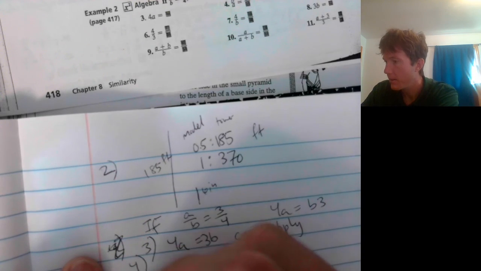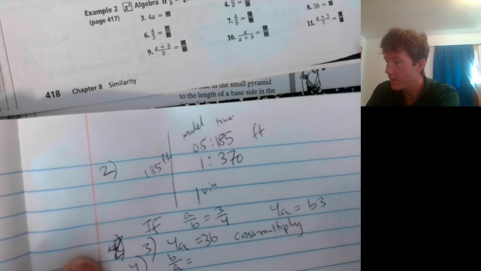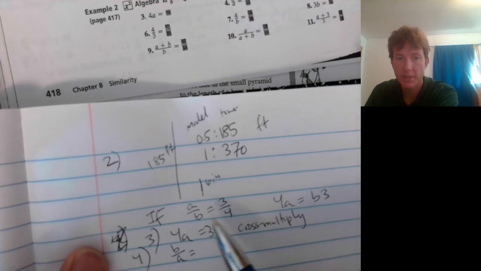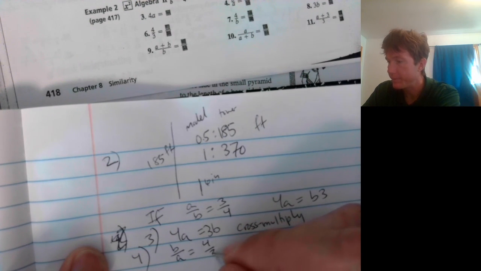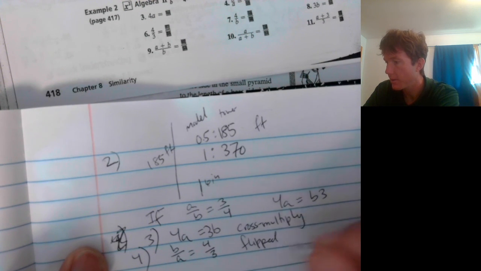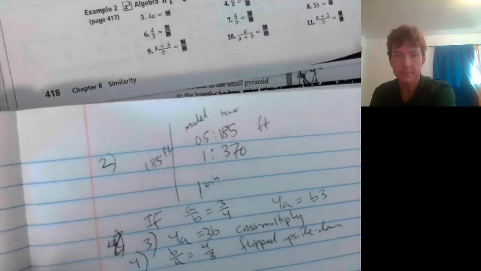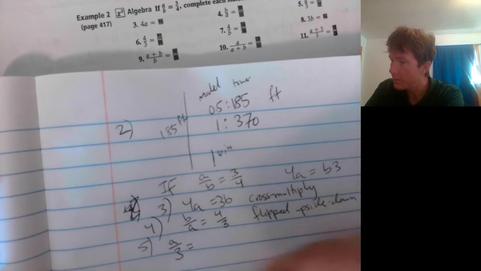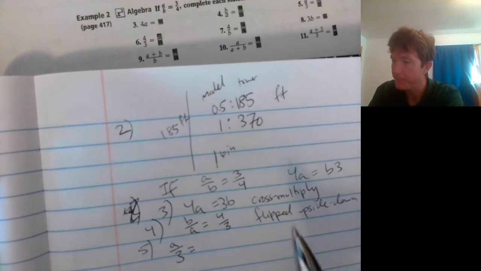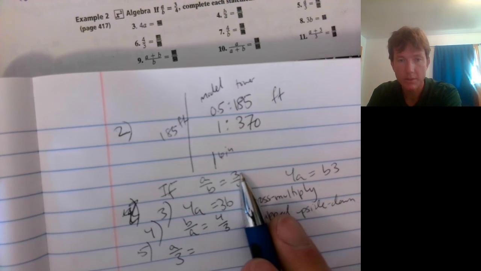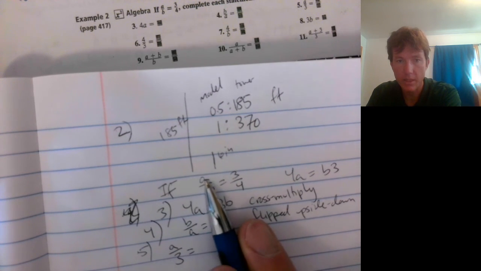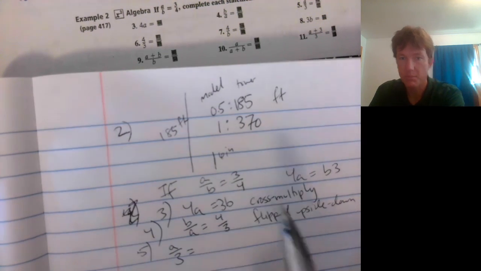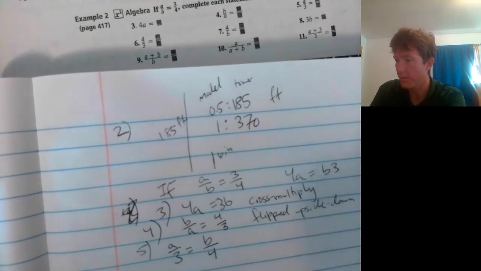Okay. Number 4, b over a is equal to, so this one they flipped it upside down. If a over b is equal to 3 over 4, then b over a is equal to 4 over 3. This one's flipped upside down. Next one, number 5. A over 3 is equal to, okay, so a over 3, I can see here a goes to the 3, then that must mean that b goes to the 4. So a over 3 equals b over 4.